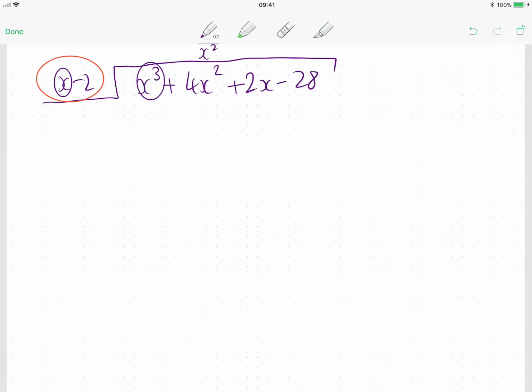So we get x cubed take away 2x squared, and then we're going to subtract down. Okay, so x cubed take away x cubed, they disappear. 4x squared take away minus 2x squared, so the minus goes to a plus, so 4 plus 2, 6x squared, and I'm just going to bring these terms down. You can just think about the subtract nothing, 2x take away nothing is 2x, and so on. Okay, so that's the first step.